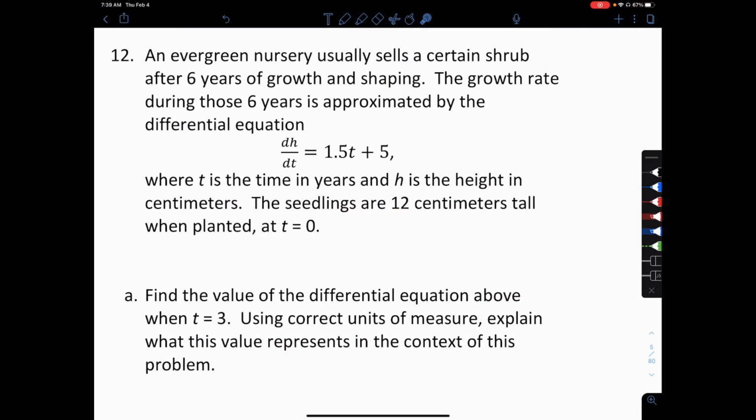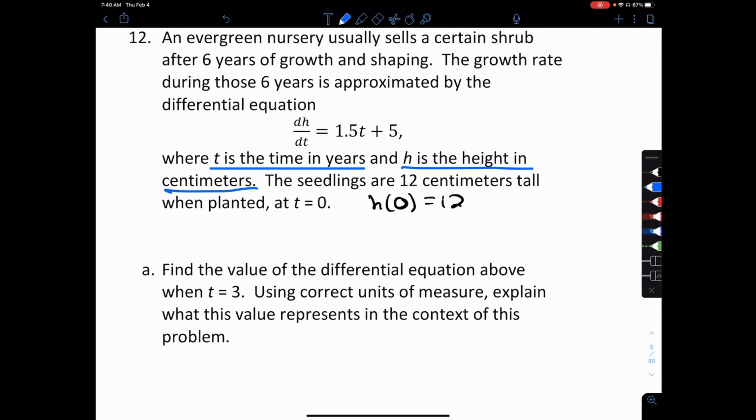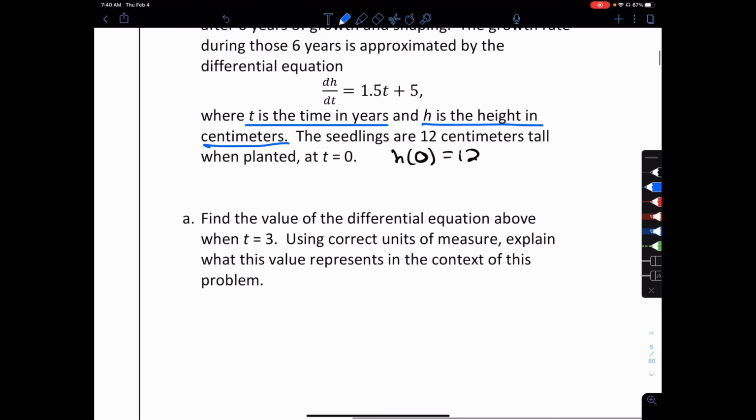That is super important. That's an ordered pair. The height is 12 at time 0. Also super important that time is being measured in years and the height is measured in centimeters. Find the value of the differential equation above when t equals 3. Using correct units of measure, explain what this represents in the context of the problem.